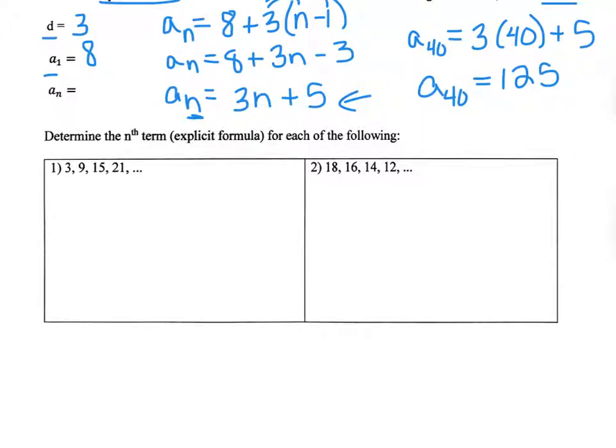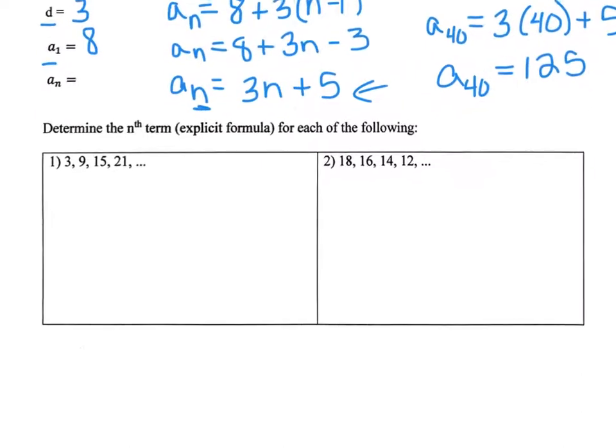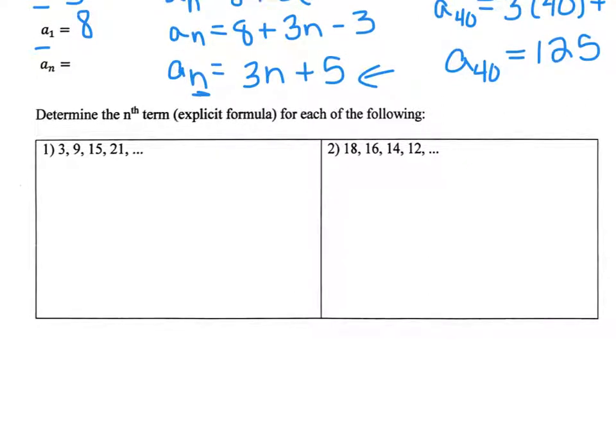We want to take recursive sequences like this and create an explicit formula where we can find any term that we want at any time. What we always need first is our common difference. So always, always, always find that common difference first. Then we need our a sub 1, and that will help us find our a sub n using our formula that is above that you can't see right now.